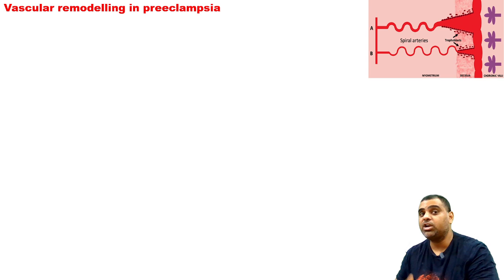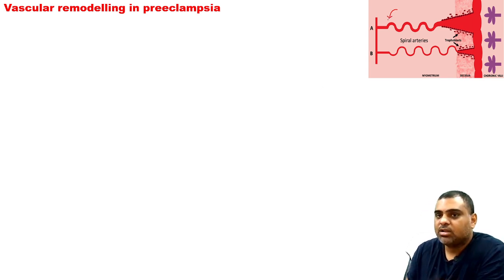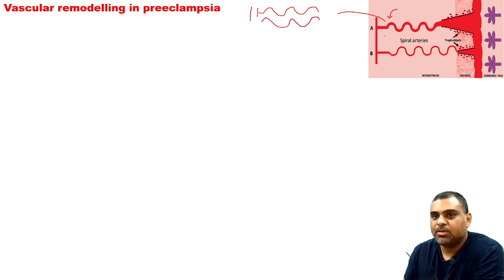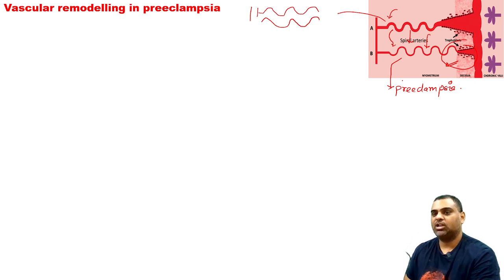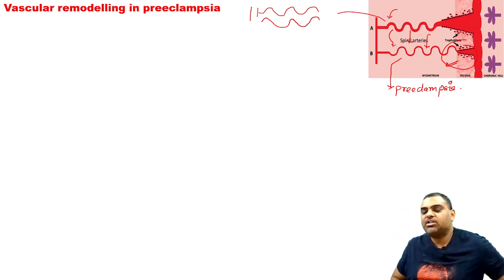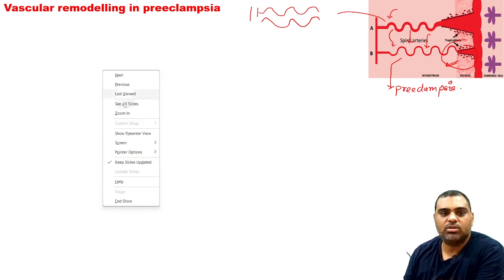Now, if there is proper remodeling, this spiral artery will become like this, its diameter will increase. But when there is not proper remodeling, that is in preeclampsia, it will become like this. Why? Because there is no proper endovascular invasion of cytotrophoblast. So there will be placental ischemia, and more inflammatory mediators will be formed. Whenever more inflammatory mediators are formed, three things will happen. This I'm going to tell you.